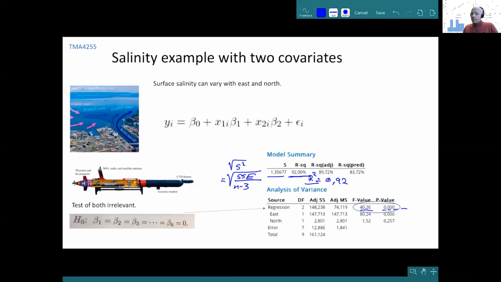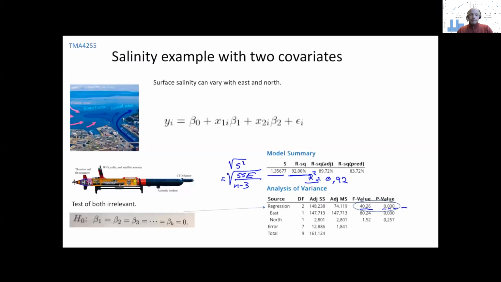It's still not clear if this north coordinate has an effect. Then we need some more knowledge about these things. But it turns out that north here is not relevant. It's only east that helps the explanation. North does not significantly explain more.